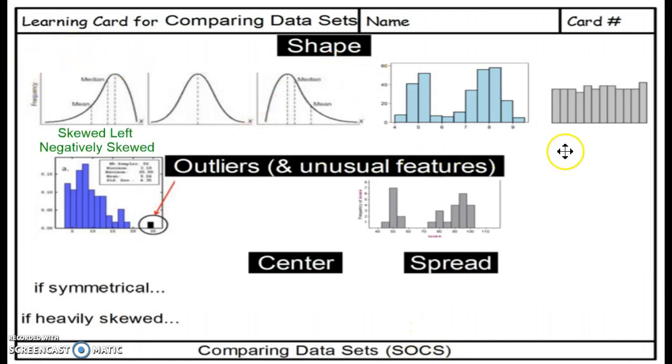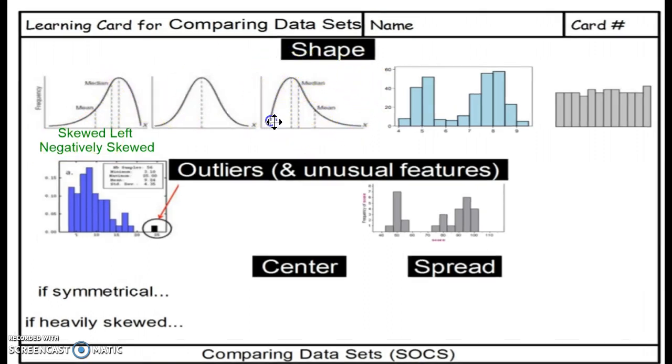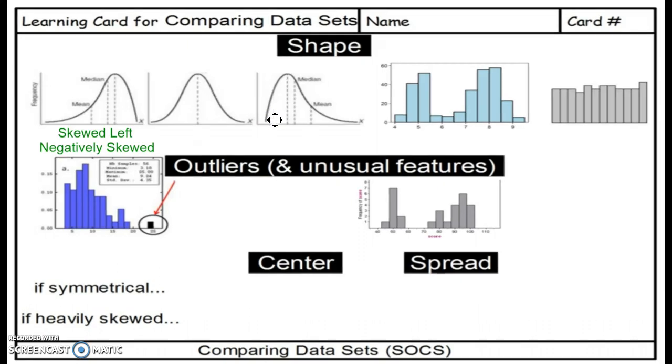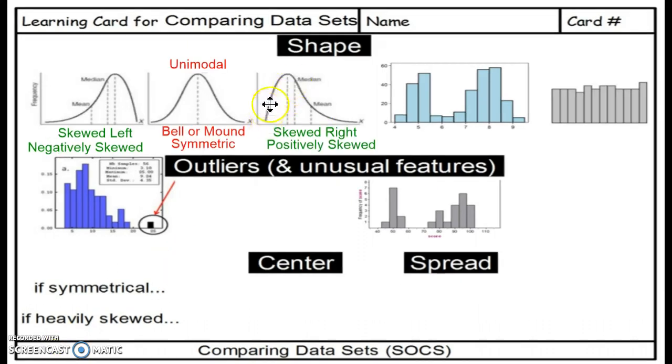So let's take a look at all of these different shaped graphical displays up here at the top. This first one right here has a tail to the left side, so that's why we call this skewed left. Now another name for being skewed left is negatively skewed. Those two terms mean the same thing. Now if I jump over and look at this one here, this one is going to be skewed right or positively skewed. And again, this one is skewed right because there's a tail on the right hand side.